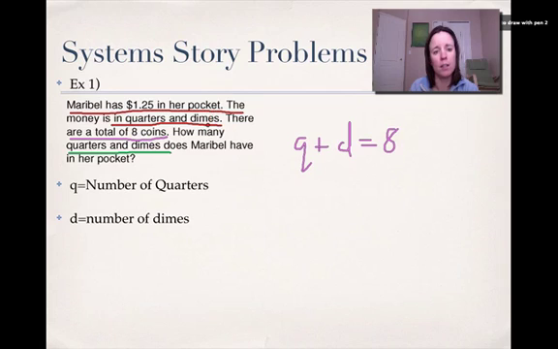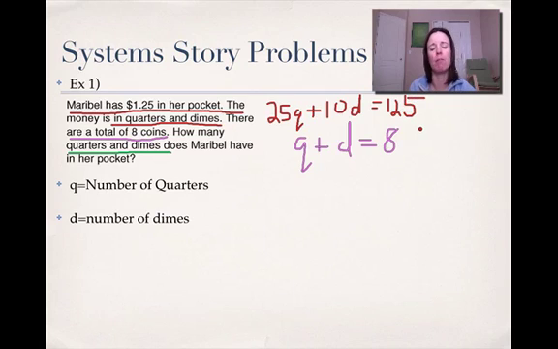Then if we look at our other equation, the quarters and dimes are going to make up $1.25. Quarters are 25 cents each, so I'm going to write that as 25Q. Dimes are 10 cents each, so their value is represented by 10D, for a total of 125 cents. Notice I got rid of my decimals: 25Q plus 10D equals 125 cents. You could keep your decimals, just make sure you're consistent.